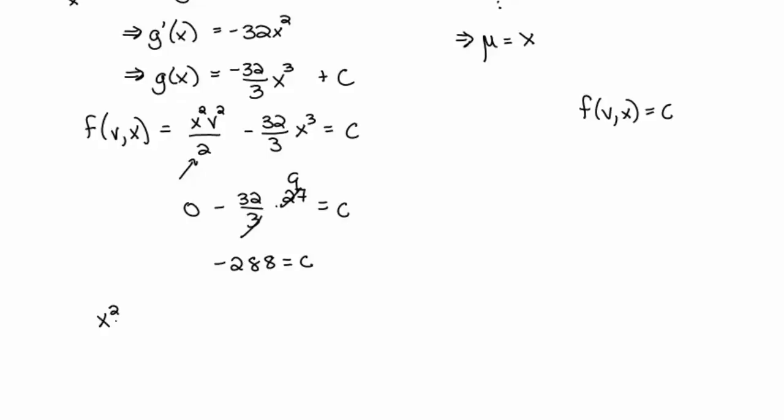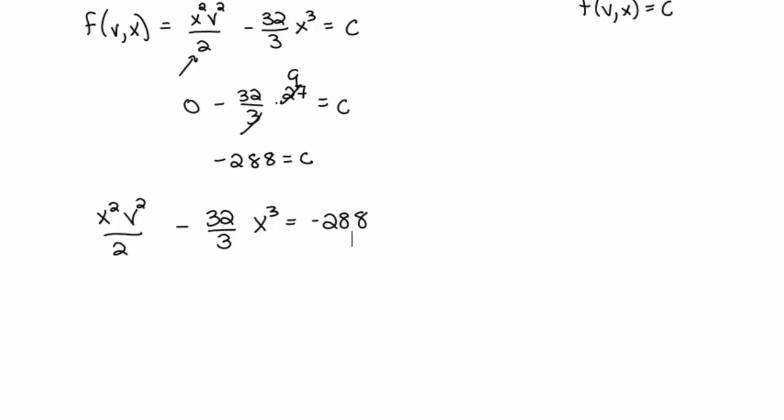So there we have it. Our differential equation has this as its solution. We were told to solve this explicitly for v. We will in a moment here. x squared v squared over 2 minus 32 thirds x cubed is equal to negative 288. Solving it explicitly for v implies, let's see, well, velocity is going to be positive no matter what. So when I take the square root here, I should just write while I talk.